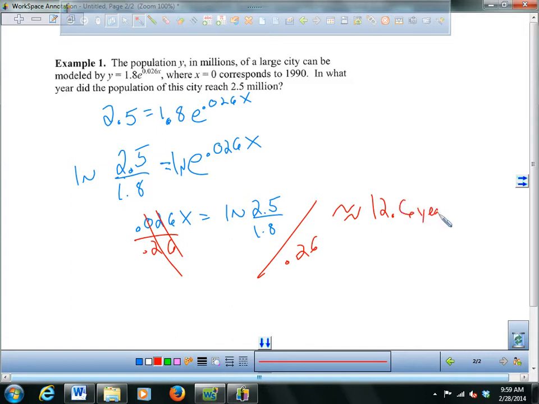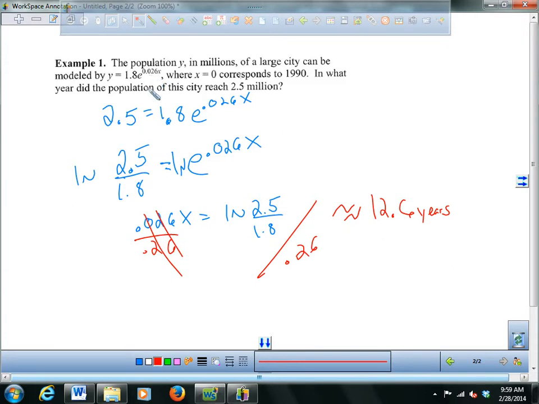12.6 years. So that would be, what's that? The population of a large city can be modeled by this, where zero corresponds to 1990. What year did it reach 2.5 million? So I guess the growth rate must be 2.6%. Oh, because it started with 1.8, right? Because if I plug in 0, you would have 1.8 million.